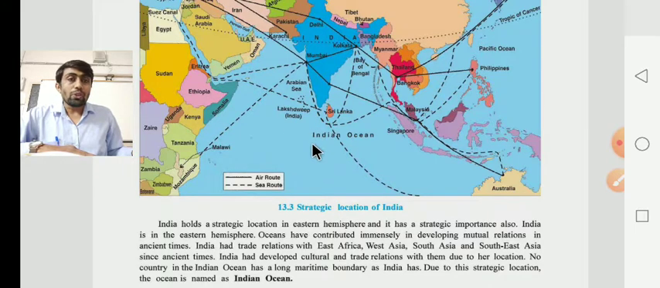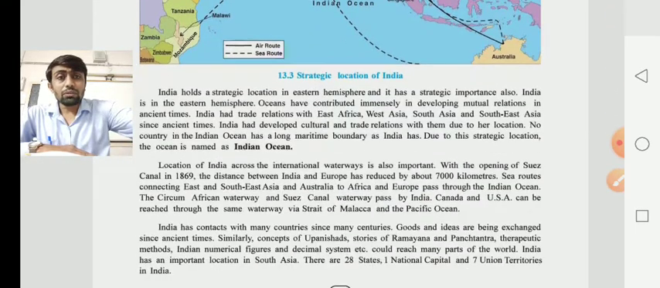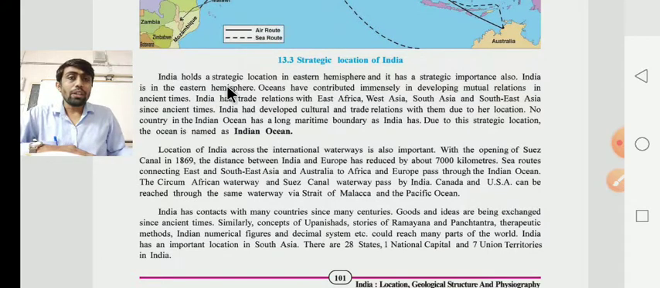Already we have to see here. In the same way, just you have to see that India holds a strategic location in the eastern hemisphere.